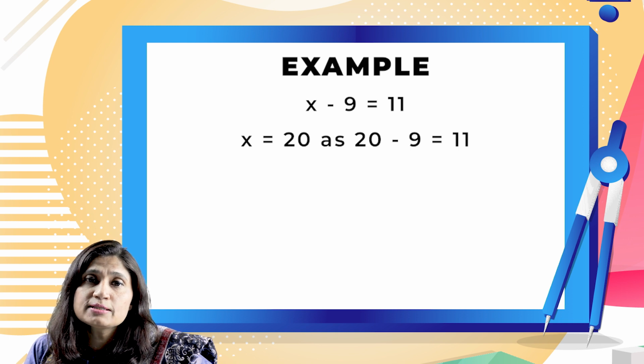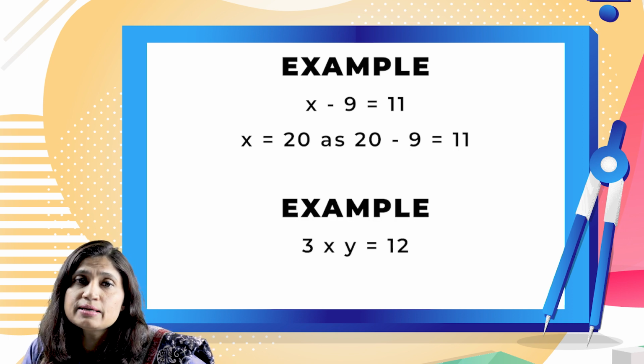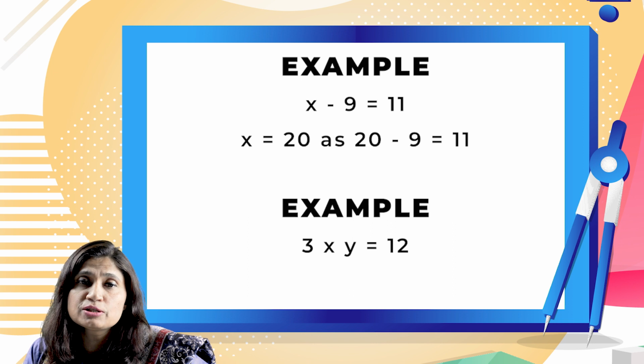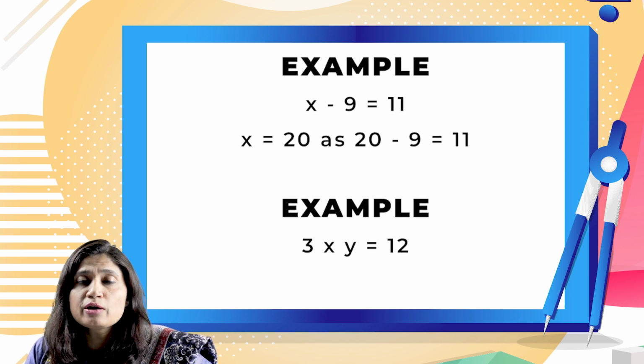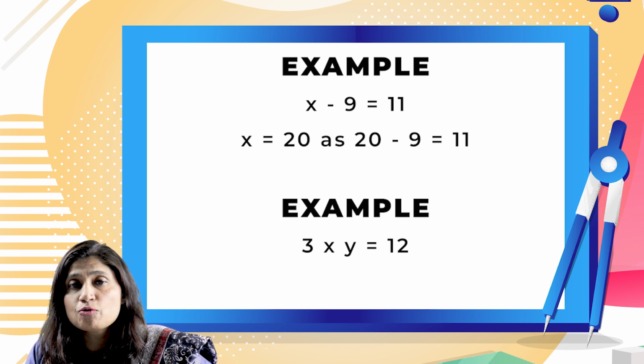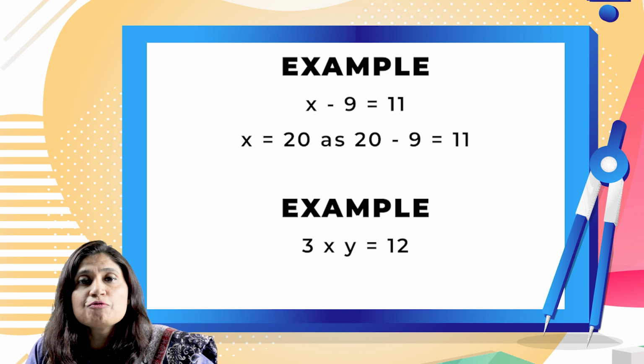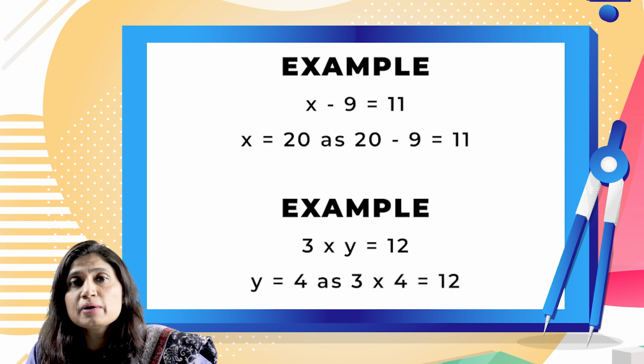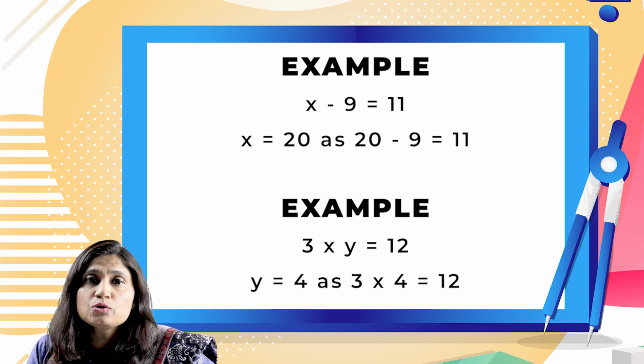Now look at the second example. In this case, the operation of multiplication is going on. So what do you think? What can be the value for y to make this equation true? Absolutely correct. The value of y will be 4, because when you multiply 4 with 3, you will get 12.